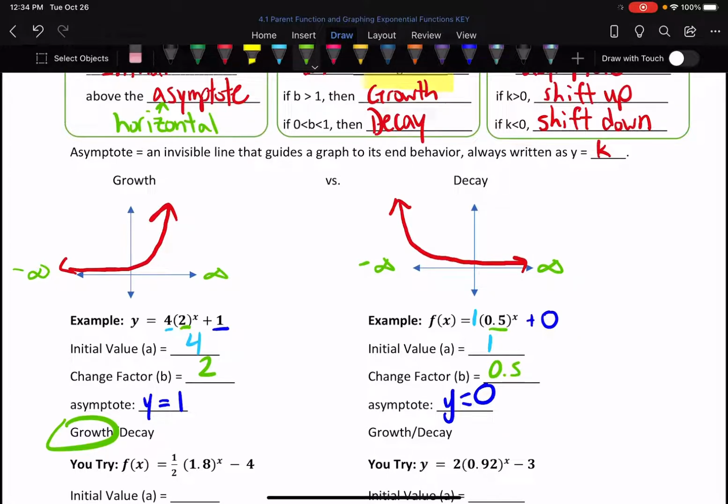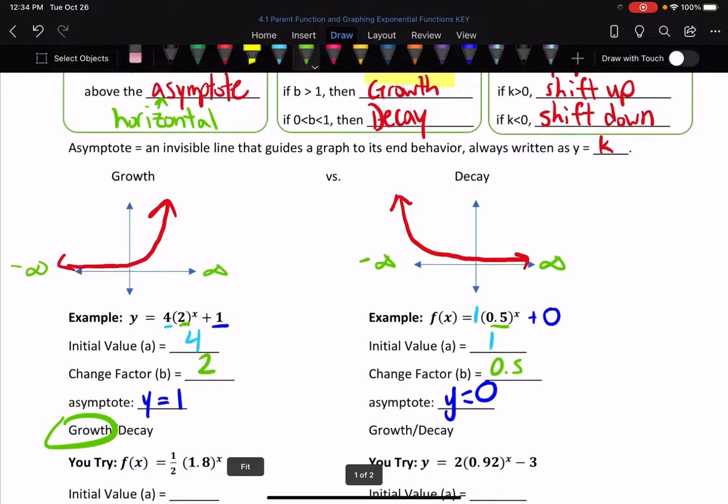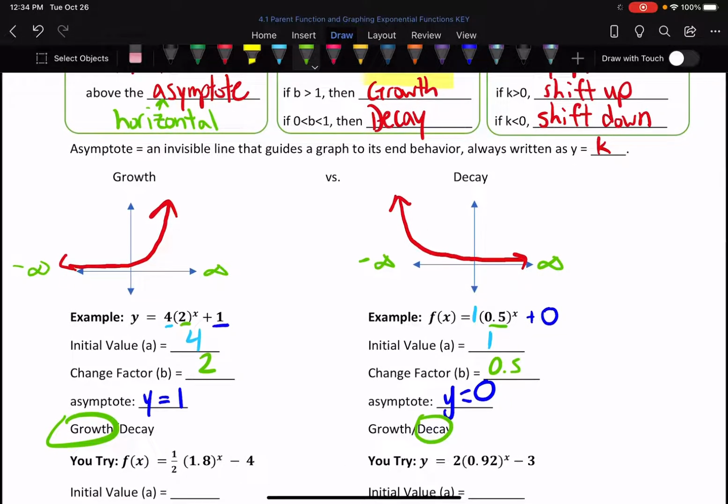Now we've got to identify if this is growth or decay. Because our change factor is a decimal, it is less than the value of 1, but it's in between the values of 0 and 1. This is a decay function. You guys try the next two.